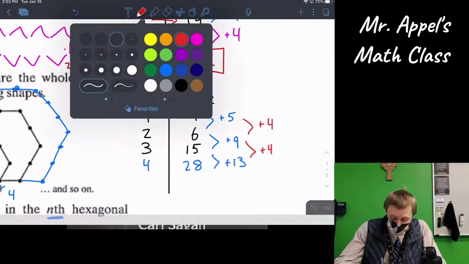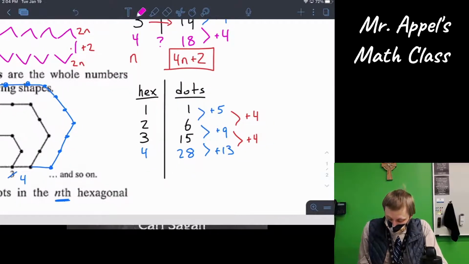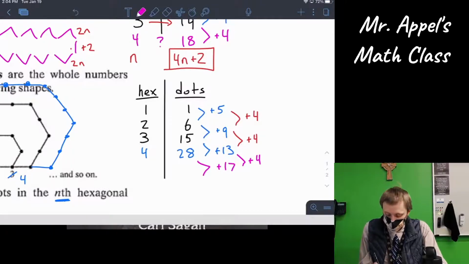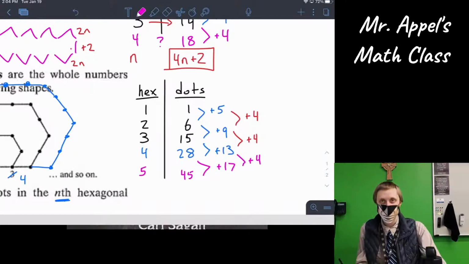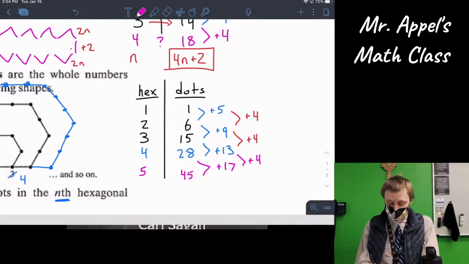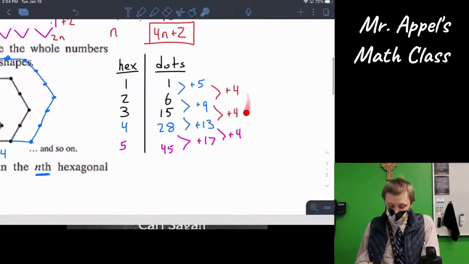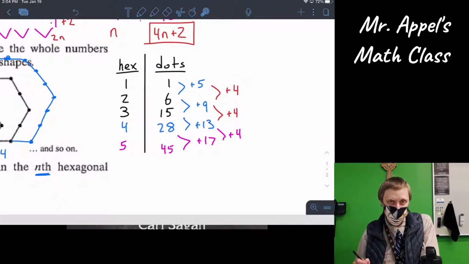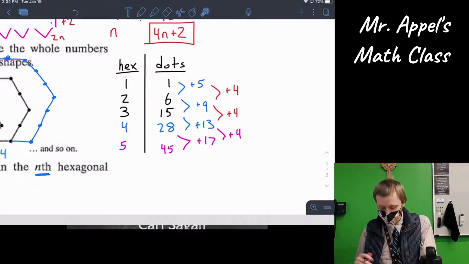So our prediction: we think that this ought to be plus 4, which would mean plus 17 more. Right? So 28 plus 17 would be 45 for a 5 hex. That's our prediction. We're not sure yet. We have to test it, just like we did with the toothpicks. Because 2 data points is not enough to be sure of the pattern. Let me reiterate that. 2 data points is not enough to be sure of the pattern.